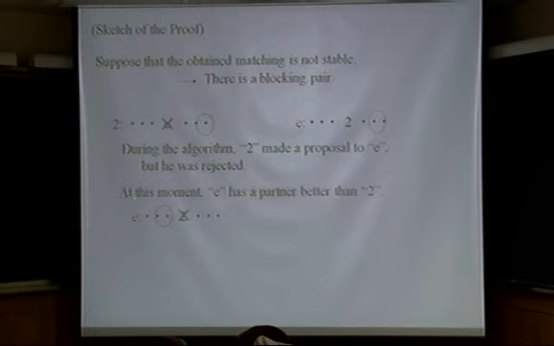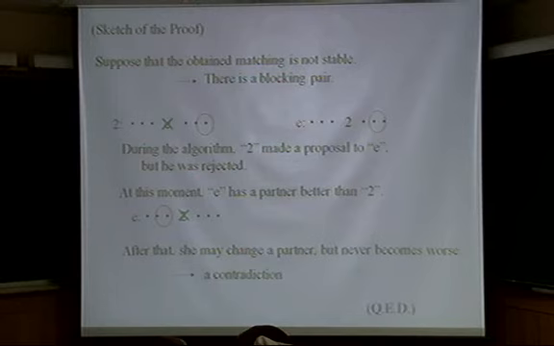Then E was already matched to a person better than 2. Or she received a new proposal better than 2. Anyway, after E rejects 2, she must be matched with a man better than 2. And after that, she may change partner, but gets never worse. She always improves when she changes. So this cannot happen. So it's a contradiction.